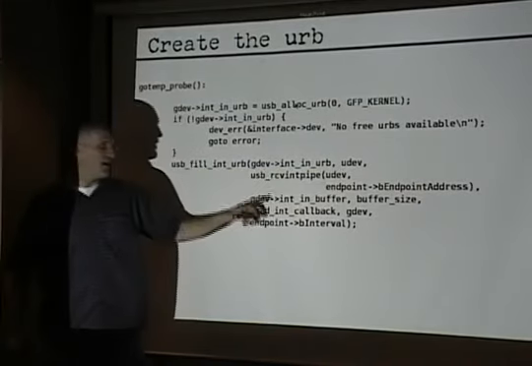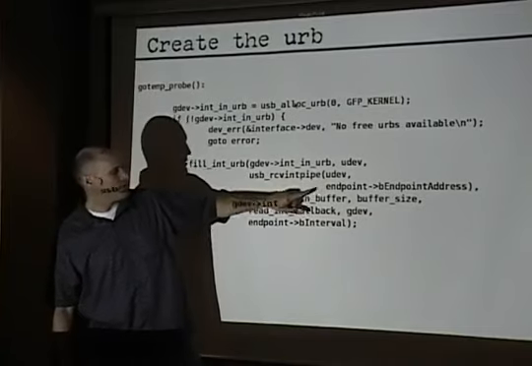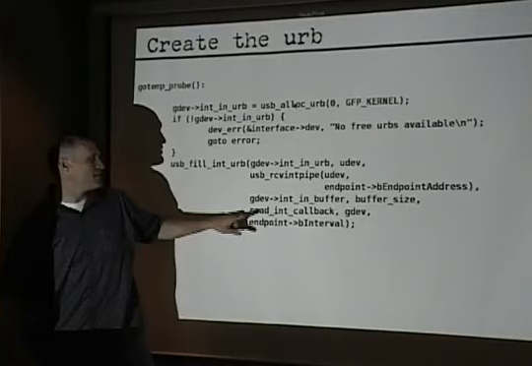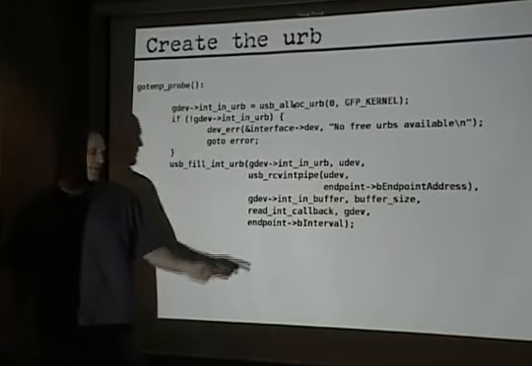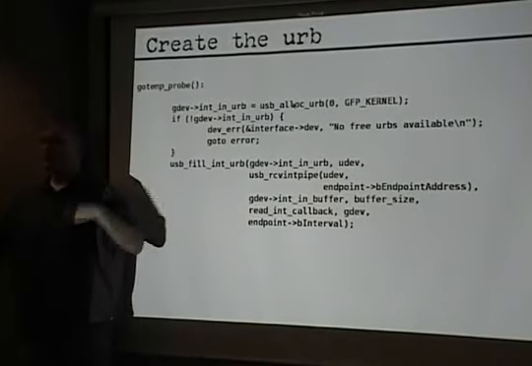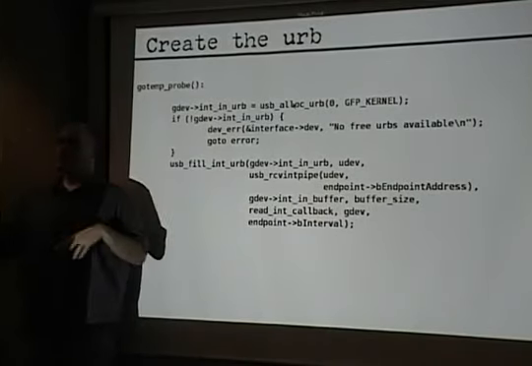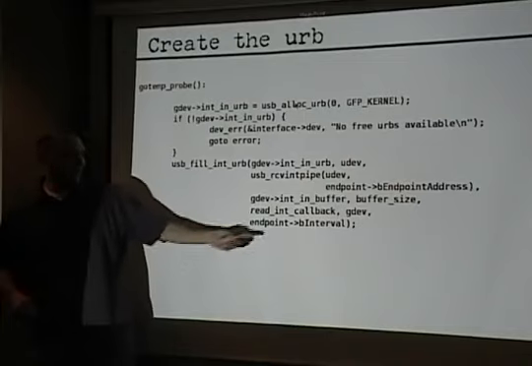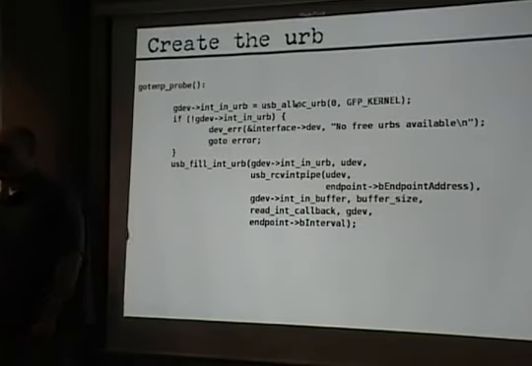This is the USB device. This is the endpoint, the USB device's endpoint address. Here's our buffer. Here's the size of the buffer. Here's our callback for when this urb is finished. Here's the structure that we want passed to our callback. And here's how fast we want this interrupt urb to go.